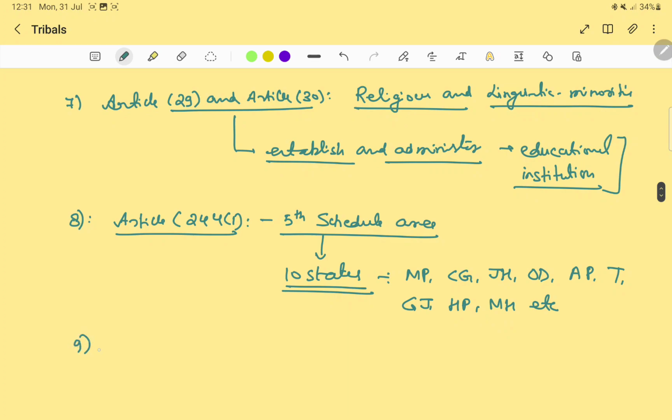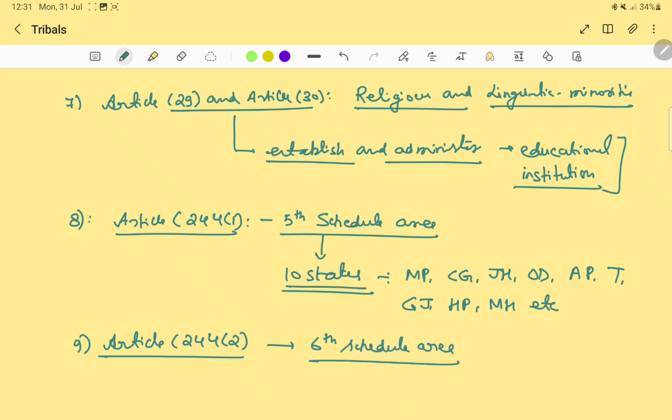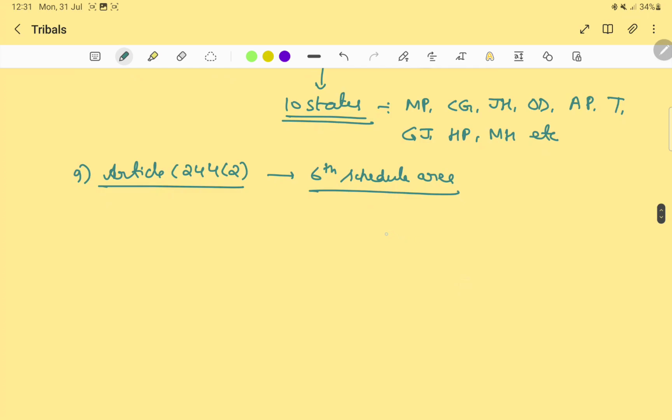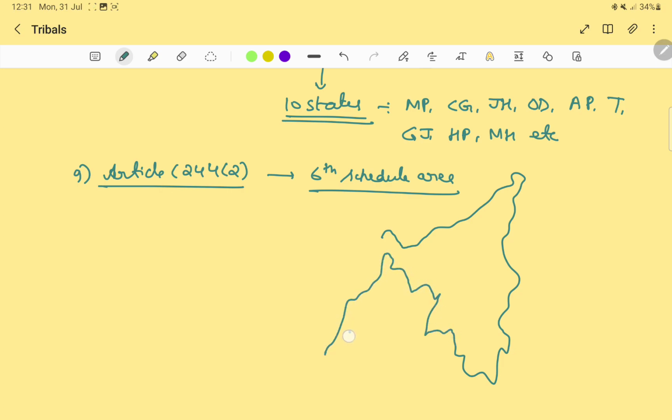Then we have Article 244 clause 2. It deals with the 6th Schedule areas, and these 6th Schedule areas are in the northeast of India. If I may try to draw the map of India on the northeastern side, it will go like this. So this is Bangladesh.